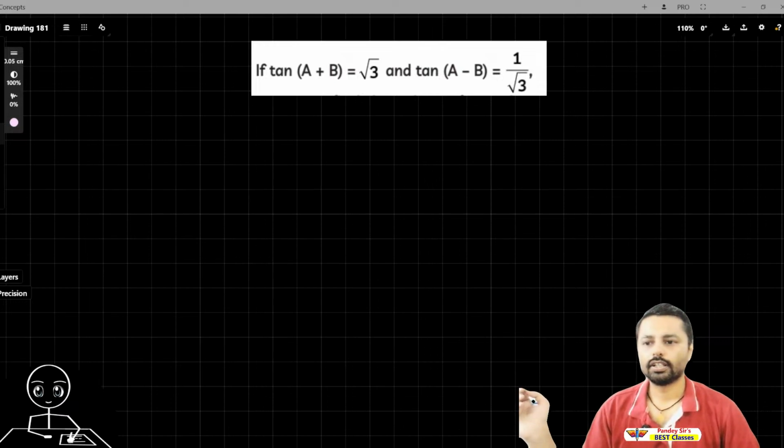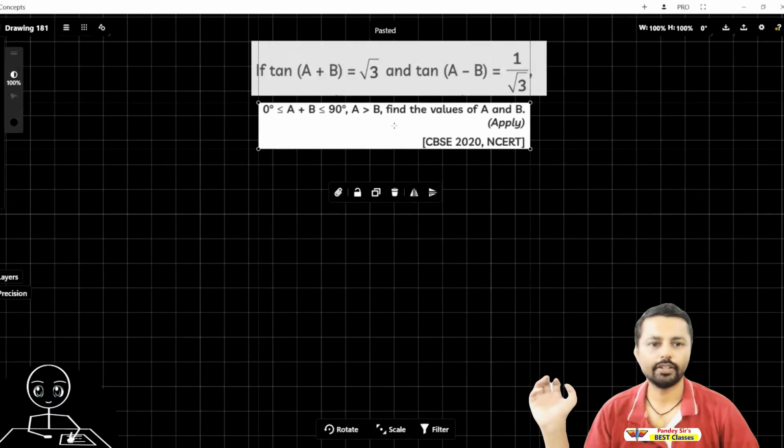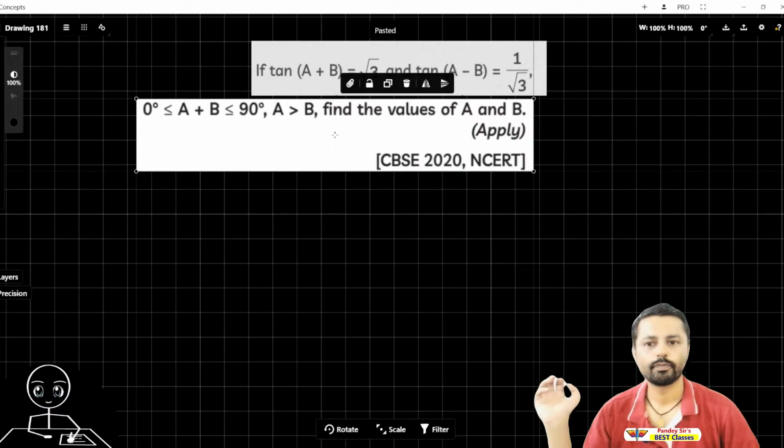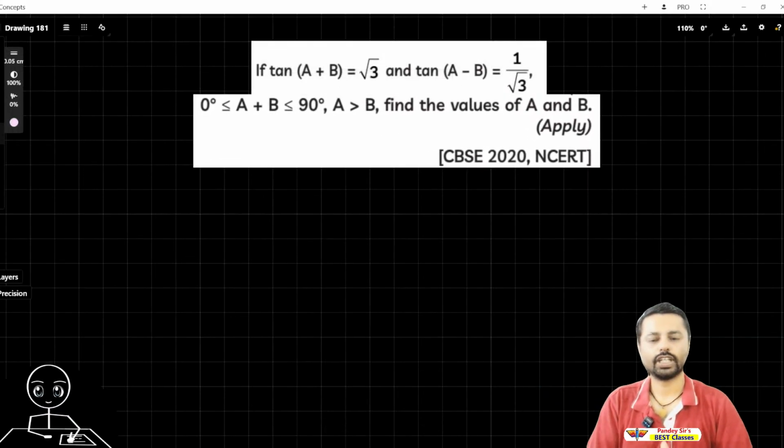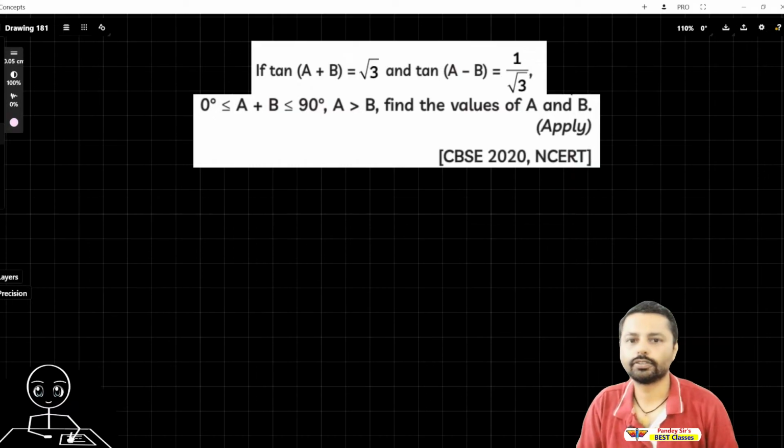Also, A is equal to or larger than 0, B is equal to or larger than 90. You have to find A and B. Okay, if you are ready, let's do it.